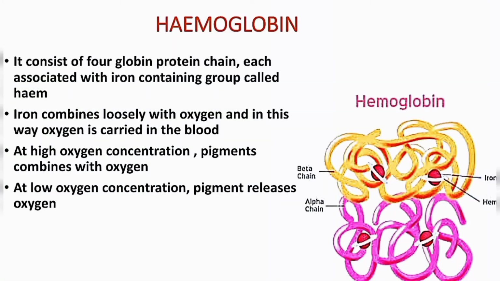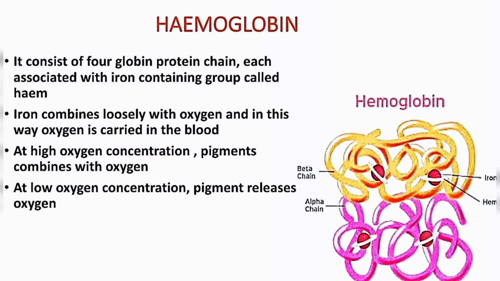So students, now our topic is hemoglobin, and in this topic we learn how hemoglobin works and how it transports oxygen in our body. As we know, hemoglobin mainly functions in transporting oxygen throughout the body by combining with oxygen. First we learn about the structure of hemoglobin, and then how it combines with oxygen and is carried throughout the blood.